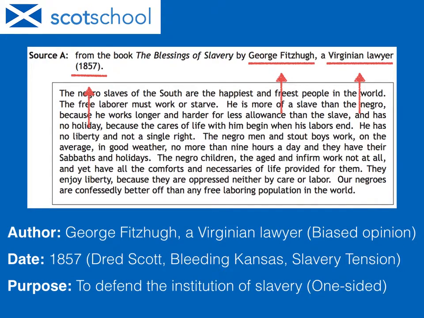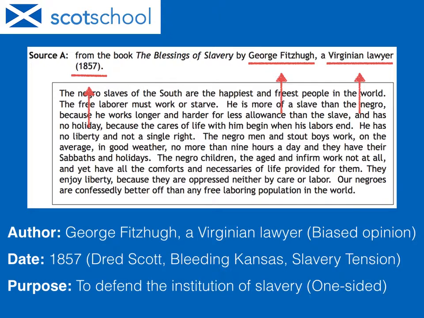Before even answering the question, at the top of the source, it tells you a little bit more about who the author is and what the date is, and also possibly what book it's in, or just gives you that little bit more information about what the source actually is. In this little top part of the source, you'll be able to find the author and the date. So in this particular example, we've got George Fitzhugh, who's a Virginian lawyer, and it was written in 1857.